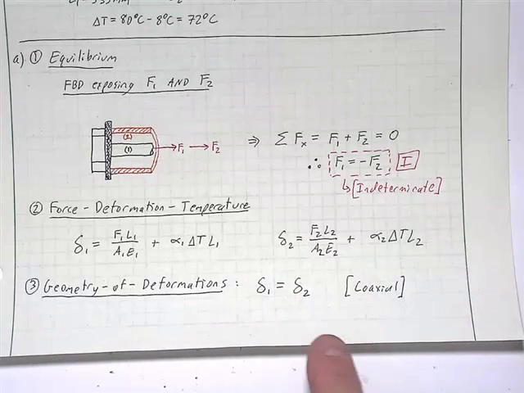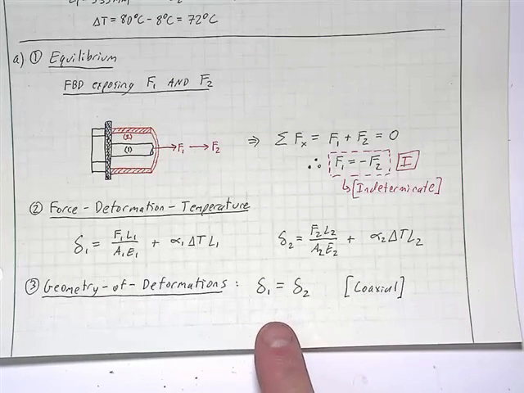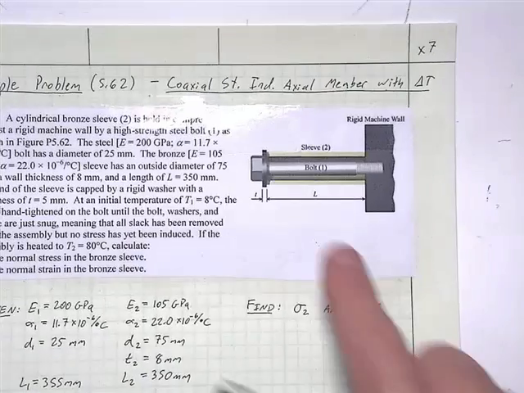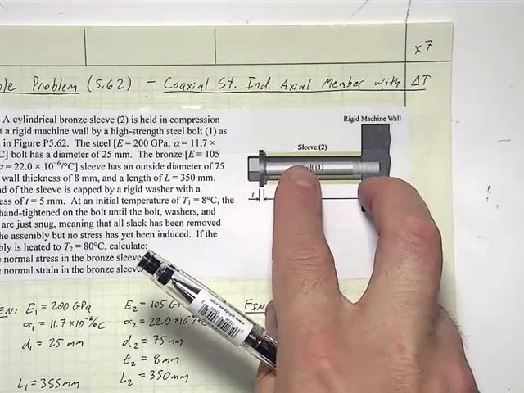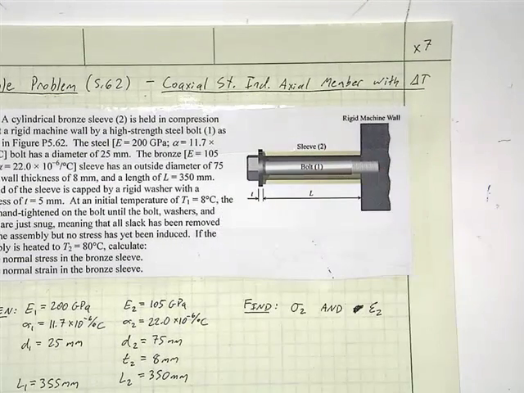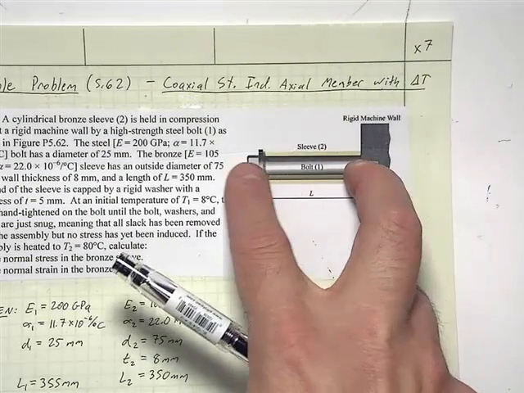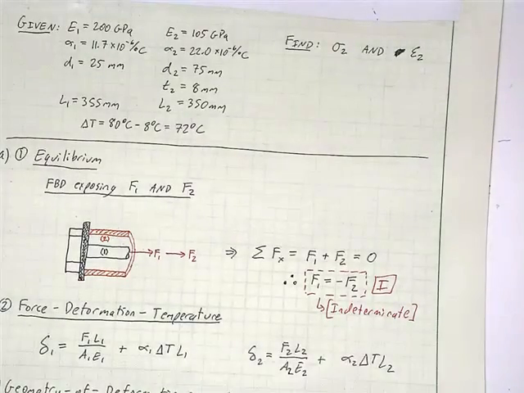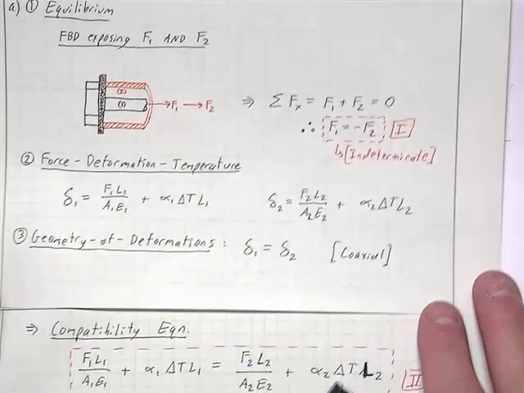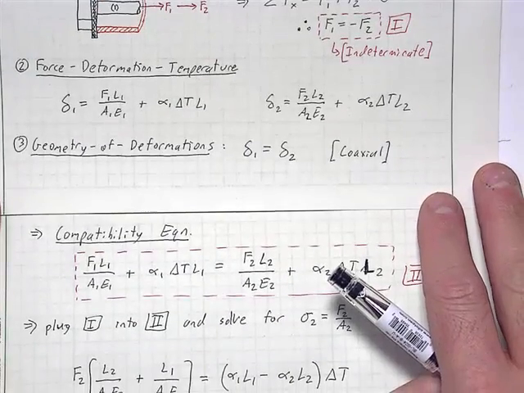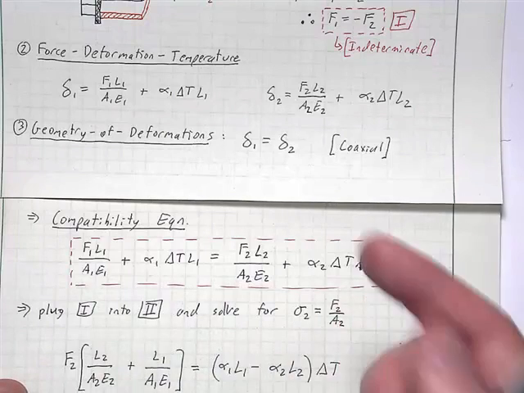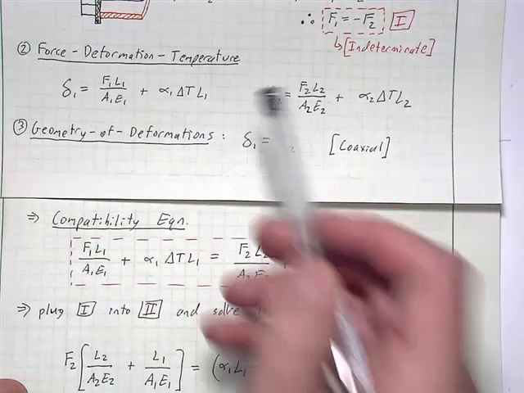Our geometry of deformations, this is coaxial. So delta 1 must equal delta 2. There's no gap here, so the deformations go together. As one contracts, two will contract. Is the temperature increasing? The temperature is actually increasing, so as 1 expands, 2 will expand in equal proportion. Okay, we can then combine 2 and 3, our force-deformation-temperature relationship, with the geometry of deformations to get the compatibility equation. And that doesn't look so bad. We just basically put an equal sign there.